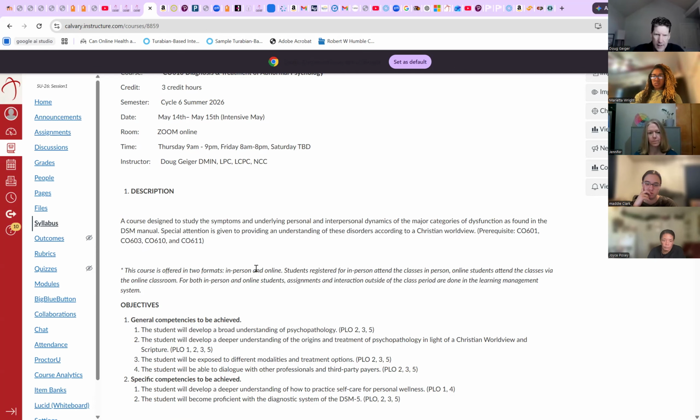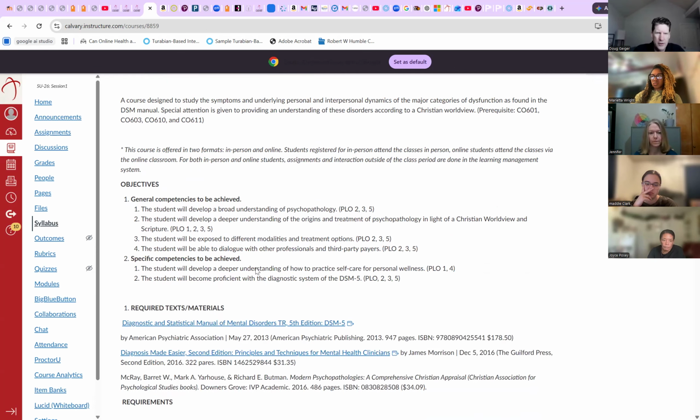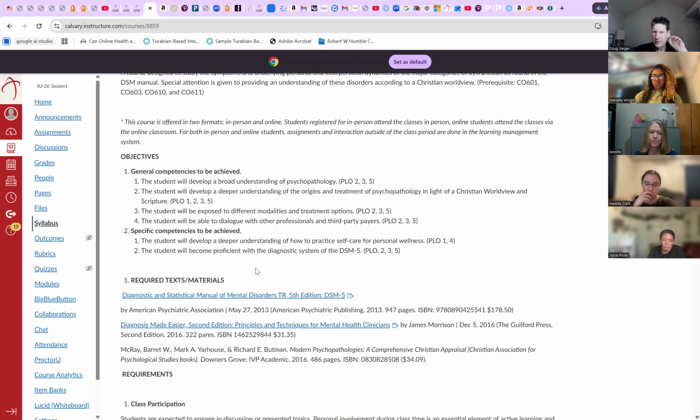Okay. So the general objectives, you guys can read through that. Understanding psychopathology: what creates something that needs to be diagnosed, what creates abnormal psychology, if you will. The student will develop a deeper understanding of the origins, where this came from, and a better understanding of each of the diagnoses that we'll be talking about. Students will be exposed to different modalities and treatment options, how to handle some of these things. The student will be able to dialogue with other professionals and third-party payers.